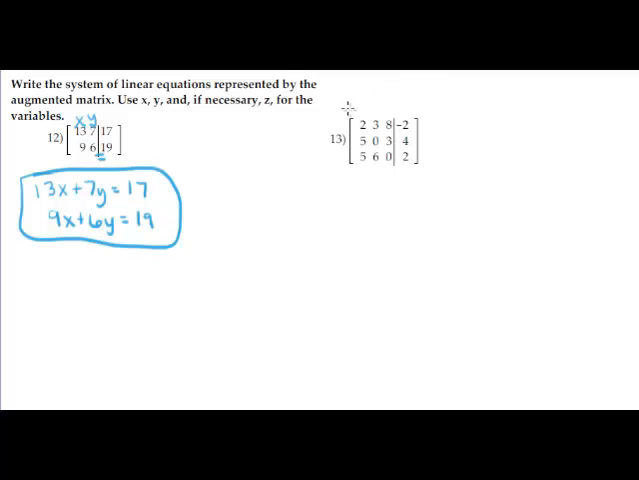On 13, we have x, y, z, and then our equal sign. So this will be 2x plus 3y plus 8z equals -2. 5x, where we have 0, we could put 0y, but that means there's nothing there for y. So we could just leave a space and then move on to z and put plus 3z equals 4. And then 5x plus 6y. This time there's not a z, so we could skip that spot and then put equals 2. So that would be our answer on 13.